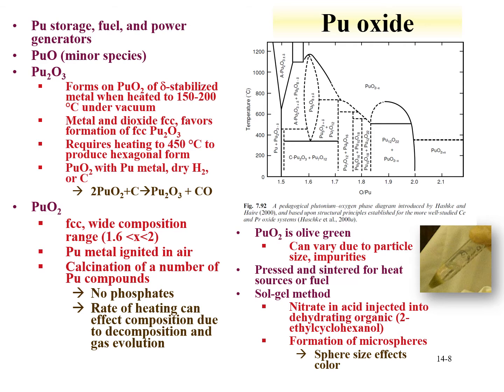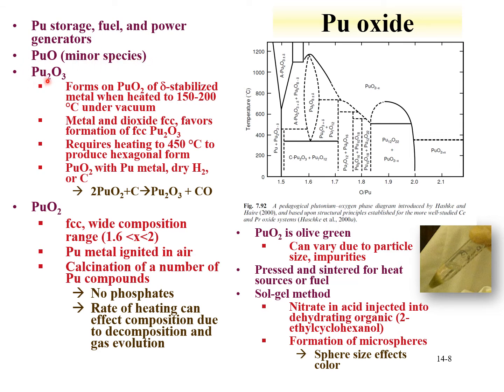Another very important plutonium species is the oxide. The oxide can be used for storage, can be used for fuel, and as we already discussed with plutonium-238 dioxide, as a power source. The oxide species are listed here. The monoxide is a minor species. We won't go into any detail.